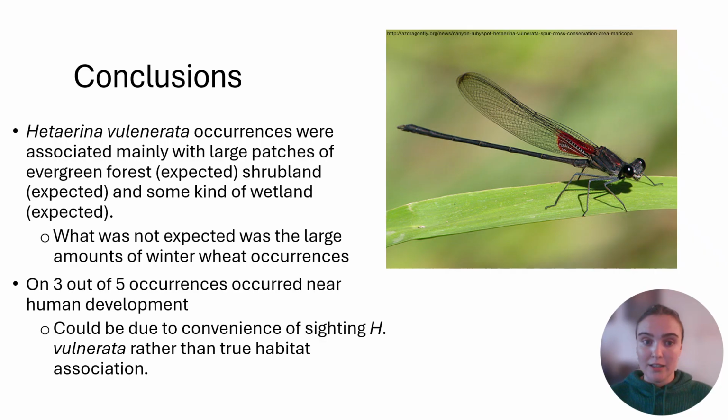What was not expected was the large amounts of winter wheat occurrences. This could be due to the agriculture of the area. Finally, we saw 3 out of 5 occurrences occur near human development, which could be due to convenient sampling rather than true habitat selection. Overall, canyon ruby spots seem to be selecting for expected land cover types such as evergreen forests, shrublands, and wetlands.